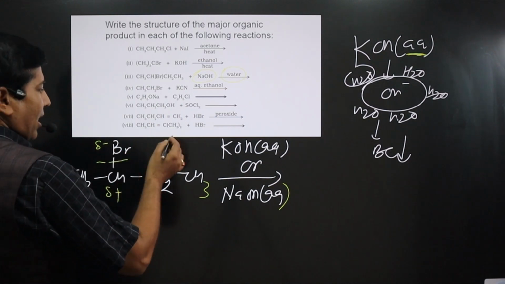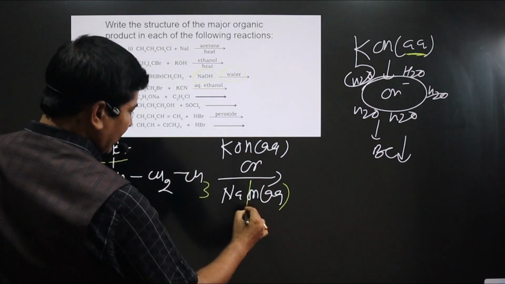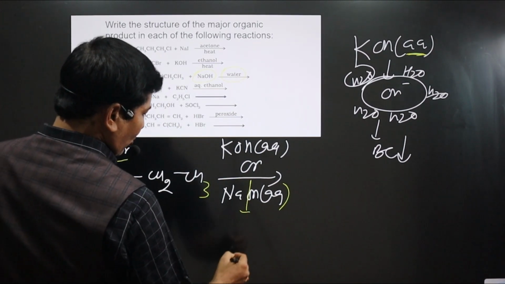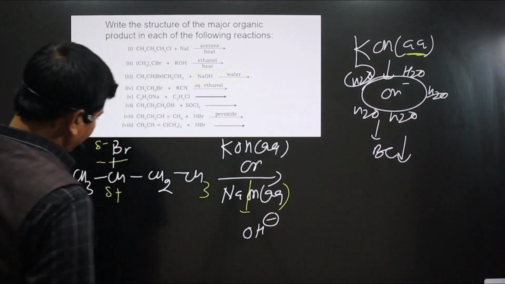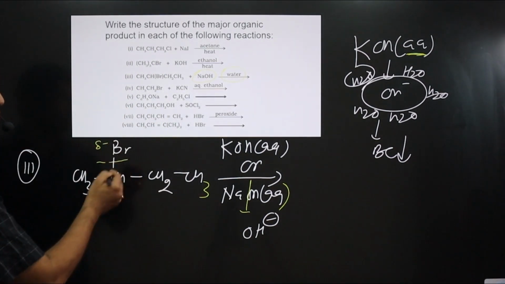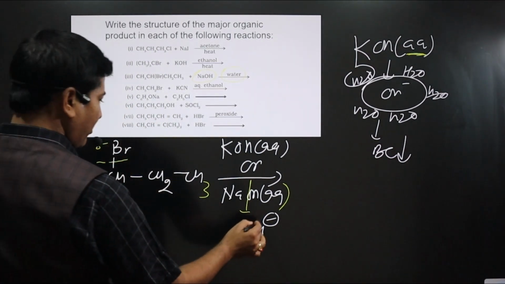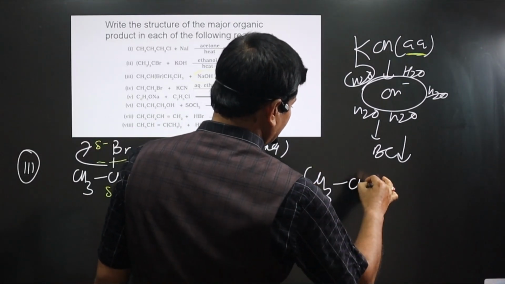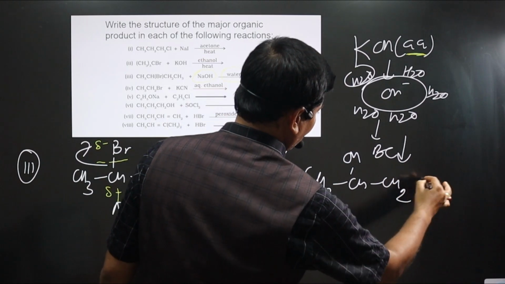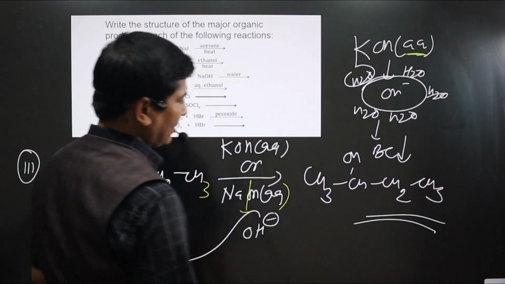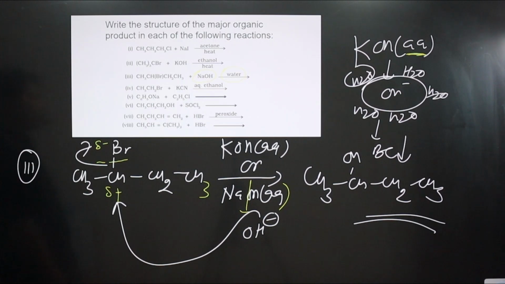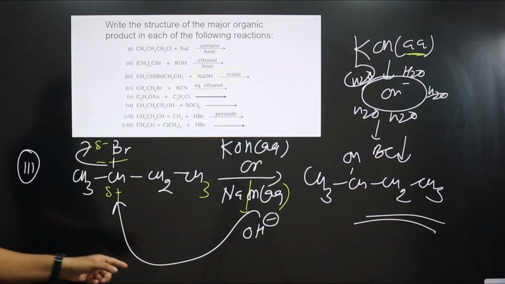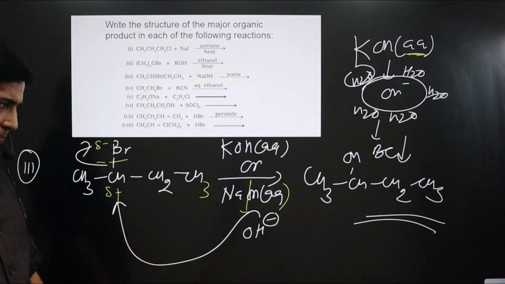So what will happen? Br is removed, and OH minus ion is there. Br will be removed and OH minus ion will occupy the space. This portion will come here, it will be removed from here. So we get CH3, CH, OH, then CH2 and CH3. Reaction is completed. Substitution reaction. Weak nucleophile is displaced by strong nucleophile.